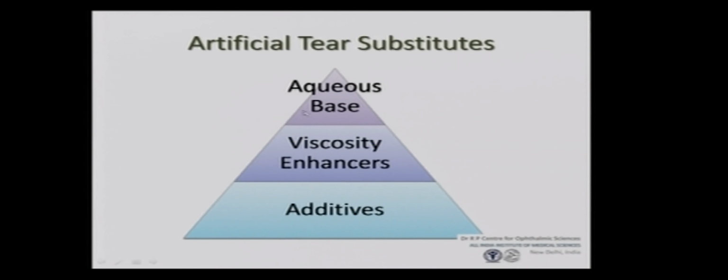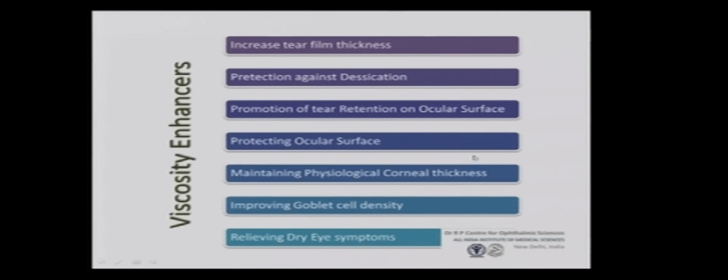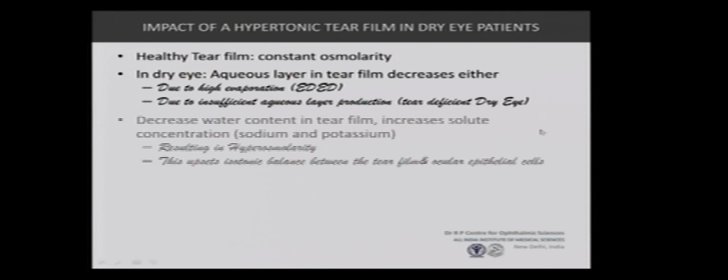So what you need to think is, where will I choose my aqueous base? What is the enhancer which I need for this patient, and what is the additive I need to use for these patients? These are the various mechanisms by which it is really going to enhance the patient's therapy in terms of increasing the tear film, preventing ocular surface desiccation, and increasing the retention of the tear. So is my tear working in all these patients is what is required.